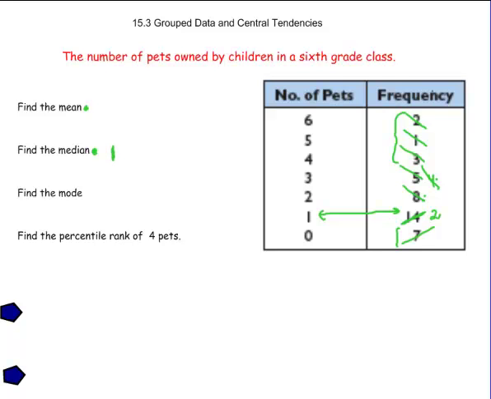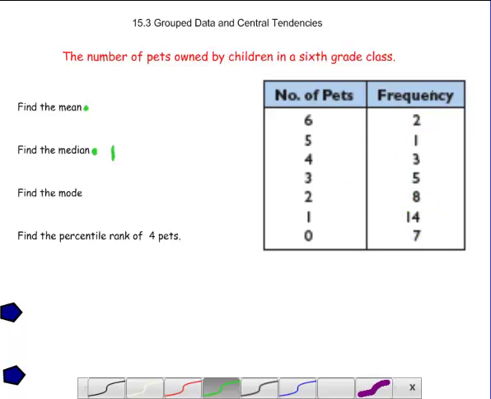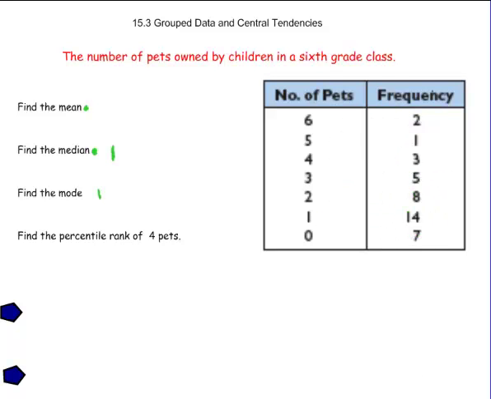Finding the mode is very simple. Much simpler with grouped data because we don't have to count. Somebody else has done the counting for us, and obviously the mode here is 1. That's where the most amount of pets are.